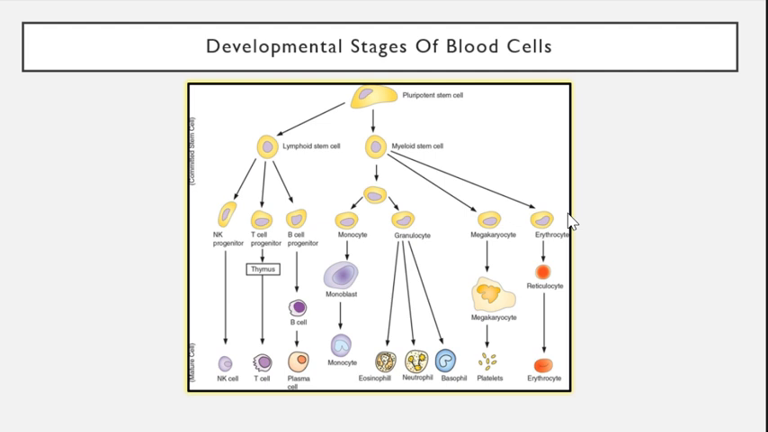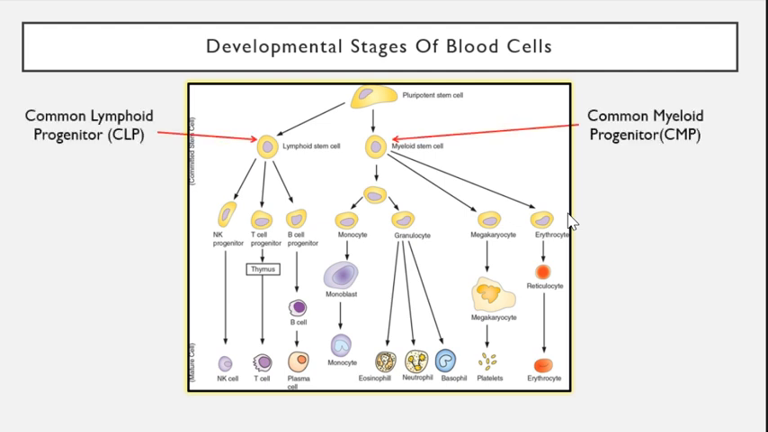So we have the different development stages. We have the pluripotent cell. This means that it can give rise to multiple different cell types, and it's a powerful stem cell that gives rise to two major cell types: your common lymphoid progenitor, your CLP, and your common myeloid progenitor, which is your CMP. Your common lymphoid progenitor gives rise to all your lymphocytes, and there are three different types of lymphocytes: your NK cells, your T cells, and your B cells. Right? That's important for testing purposes.